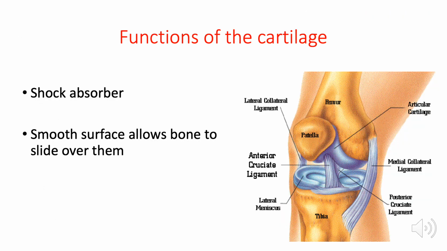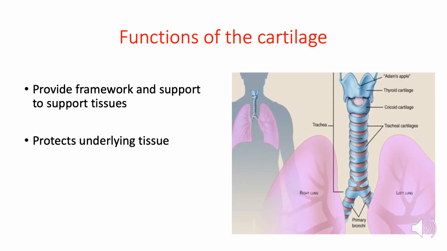That's why one of the functions of the cartilage is to allow bones to glide on each other, because their surfaces are covered with cartilages, because cartilages can act as shock absorbers. Another function of the cartilage is to provide support, especially to soft tissues. A good example I can give you is the trachea.